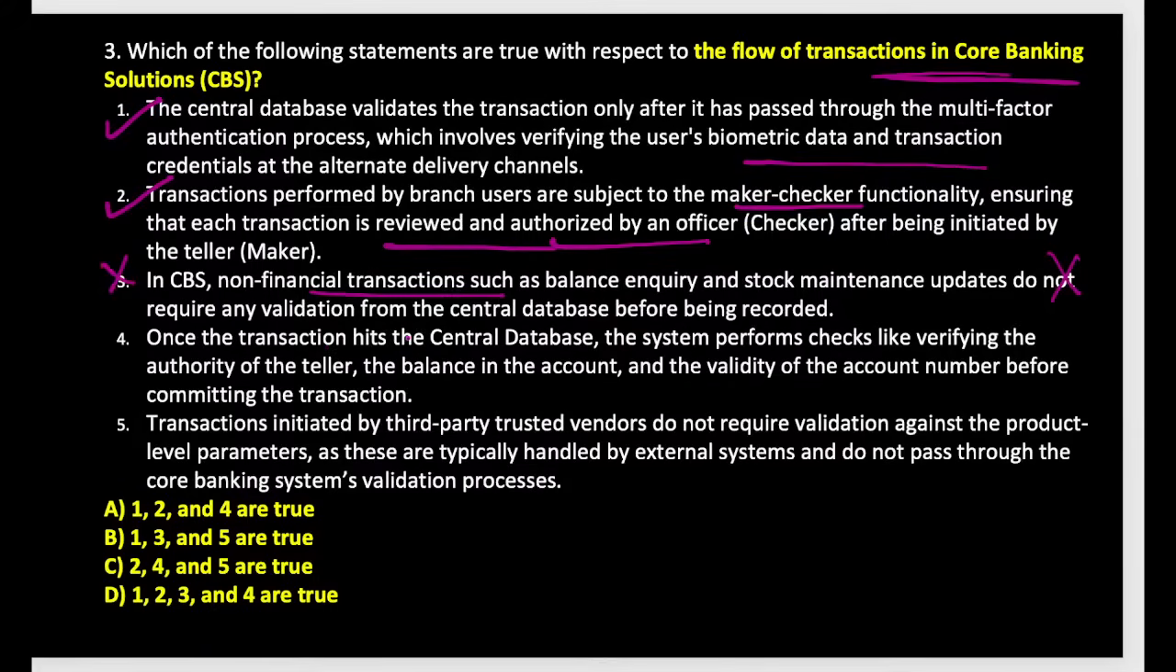Once the transaction hits the central database, the system performs checks like verifying the authority of the teller, the balance in the account and the validity of the account numbers before committing the transaction. Transactions initiated by third-party trusted vendors are also required validations. This is wrong. Okay, so 1, 2, 4 means option A will be the right answer for this particular one.